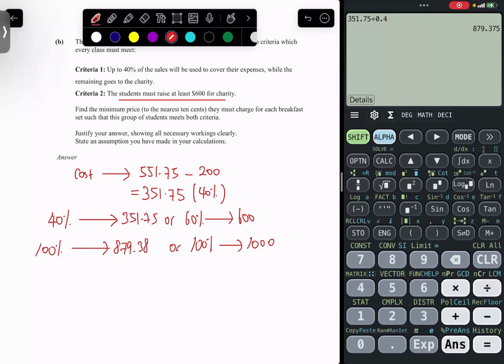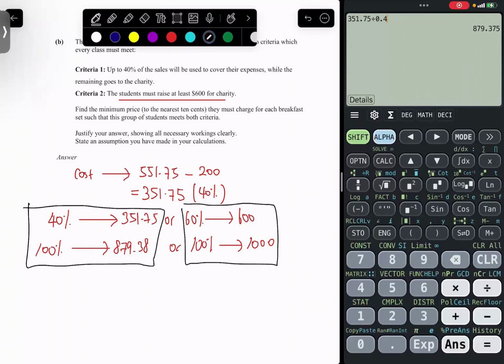So find the minimum price. Since there's an inequality down here, situation A says that to hit this, I need to collect in total 879.38, so that my 40% can cover my cost. Or I'll need to sell at 1,000. I need to collect $1,000 so that I can keep 600 for charity. So this will be our criteria to keep, because the other one doesn't hit our second criteria. If I take 60% of 879.38, I'm not going to hit $600. So to hit $600 at 60%, I need to be above $1,000.